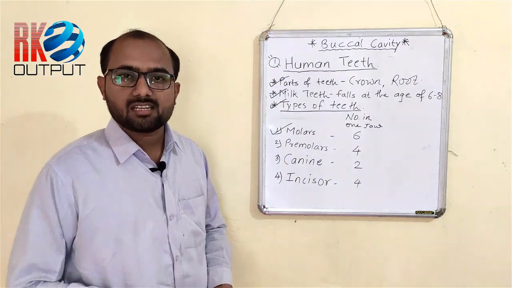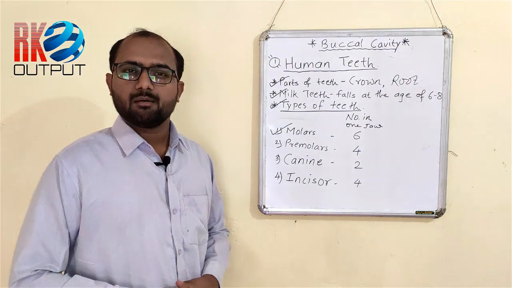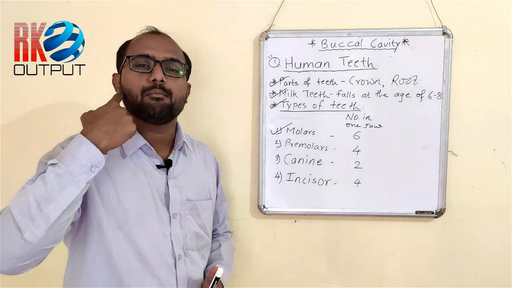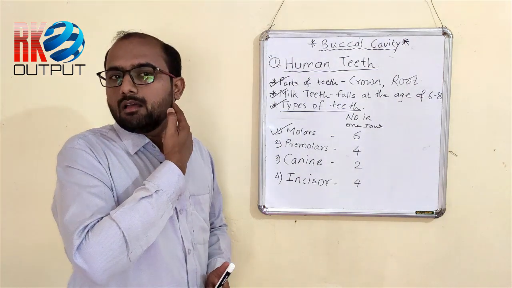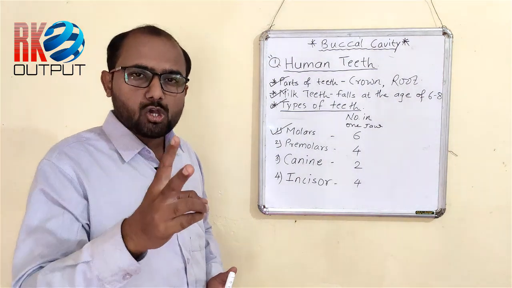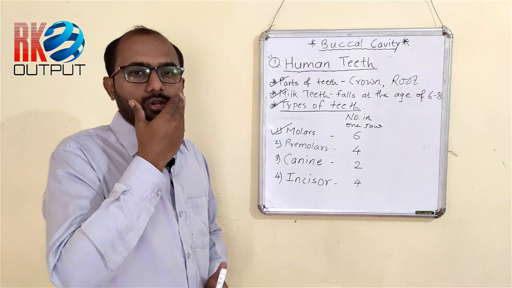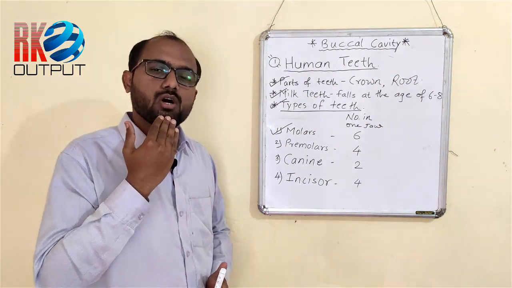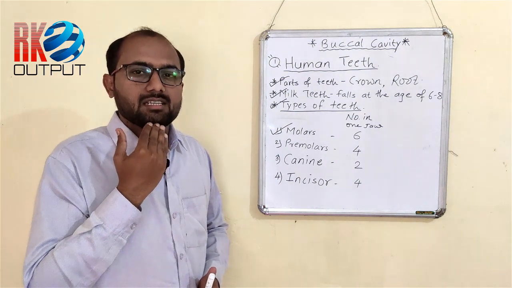Now where are these molars located? ये molars हमारे mouth में कहाँ पर होते हैं? So molars are present at the back side of the jaw. We have two jaws, that is upper jaw and lower jaw. The upper portion is called the upper jaw, whereas the lower jaw is at the downside.